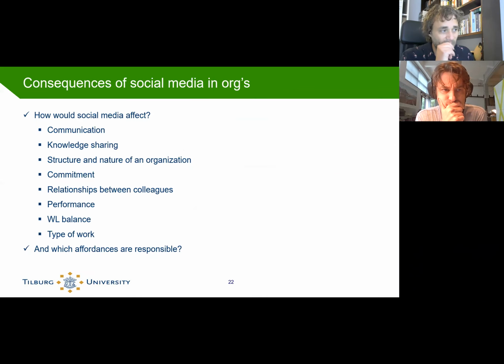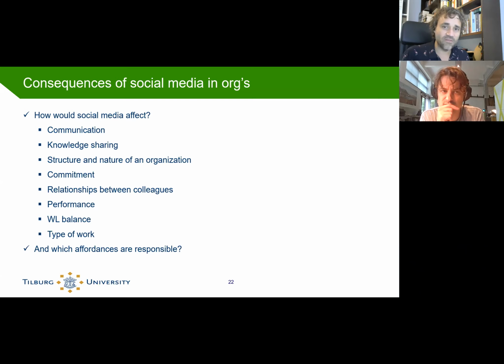So if you think about consequences of social media for organizations, so think of how social media can affect communication, can affect knowledge sharing, can affect work-life balance, can affect relationships between colleagues, etc. I think it's very useful to think not about how can Slack help communication, but think about, okay, so you can define Slack in terms of certain types of visibility that you can build into Slack, and in terms of associations between people, and how do these affect the way that people can share knowledge and communication.